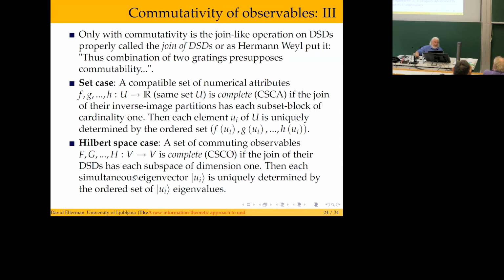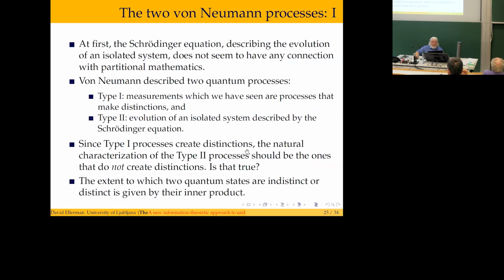Well, that's just Dirac's complete set of commuting observables, because now you have commuting observables. And so you can take the join where you had cardinality one, now you have dimension one. So if the join has all direct sum decomposition blocks of dimension one, then the simultaneous eigenvectors can be uniquely determined by the ordered set of eigenvalues. So Dirac was just doing the Hilbert space version of the set version here.